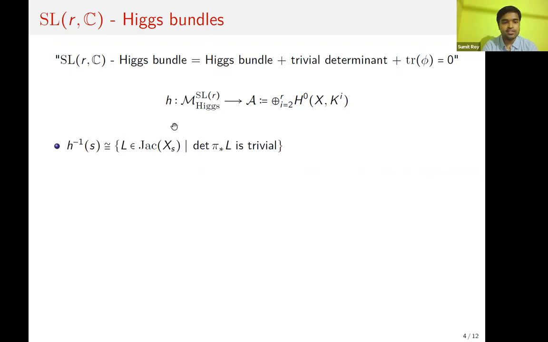And in this case, the generic fiber is isomorphic to this subset of the Jacobian, basically line bundles over X_s, for which the determinant of the push forward bundle is trivial.